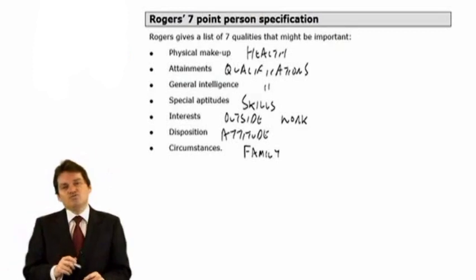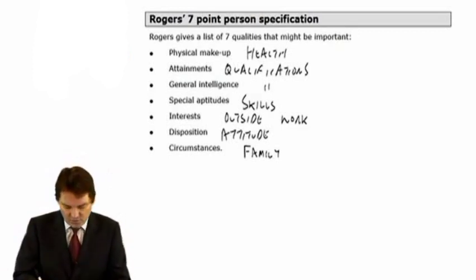Now, the key thing with Rogers is that we look for the right person. We look to see, what kind of person do we want? Are we worried about their disposition? Are we worried about their attitude? Are we worried about their qualifications? What is the most important? And then we know who to look for. So, once we've recruited and selected the right person, then we will worry later on about exactly what they are going to do.